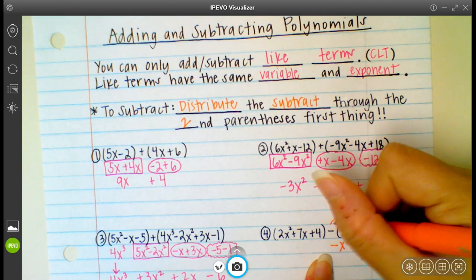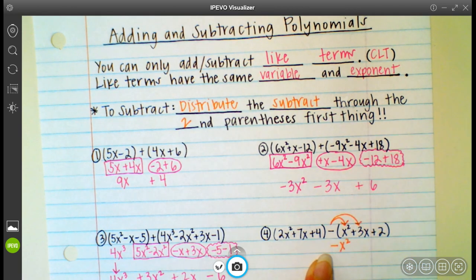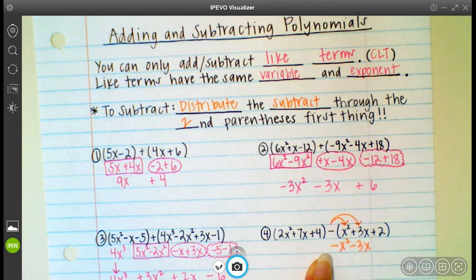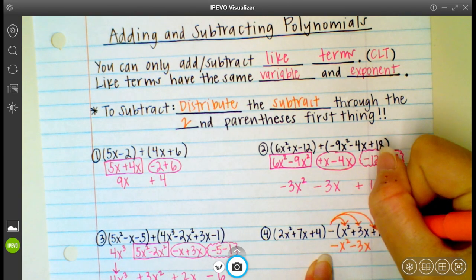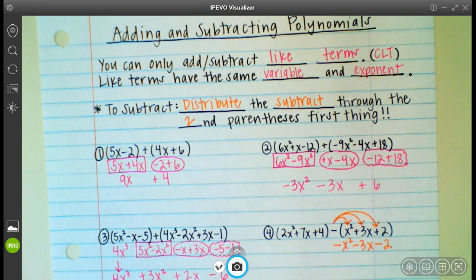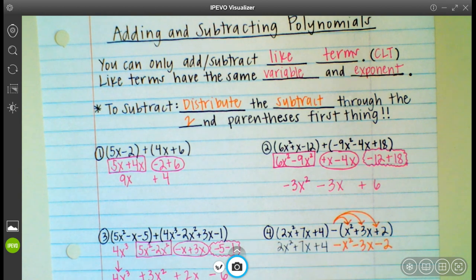Instead of this 3x inside the second parenthesis as a positive, it now becomes a subtract. Same thing with this positive 2 at the very, very end. Instead of being positive, it now becomes subtraction. And now we keep everything else. Now, since we keep everything else, we can go ahead and combine our like terms.